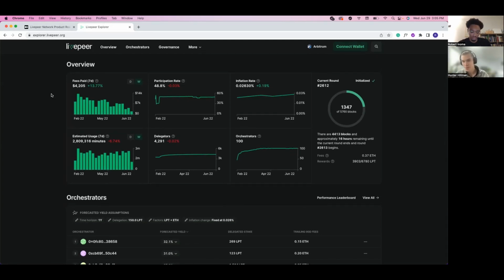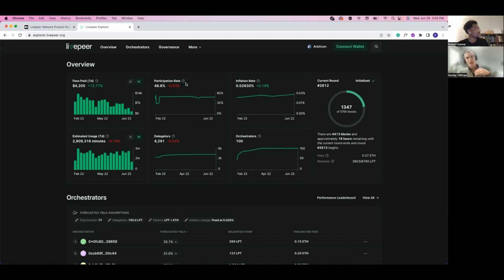So this section is designed to give a high-level picture of what's happening on the network. Some of this information was surfaced on the previous Explorer and is just reflected in a nicer format here. So we have fees paid in the top left. This is the fees that broadcasters are paying to orchestrators. You can view it on a weekly or daily basis. And while fees are paid in ETH, this is reflected in USD at the time that the fee was paid. So it is comparing apples to apples, even as prices fluctuate a little bit.